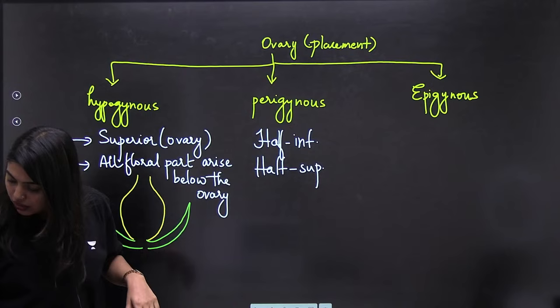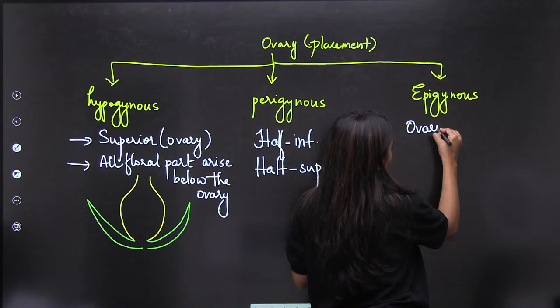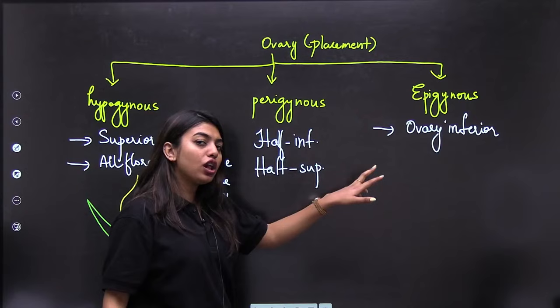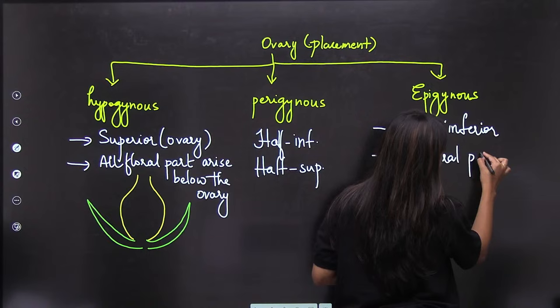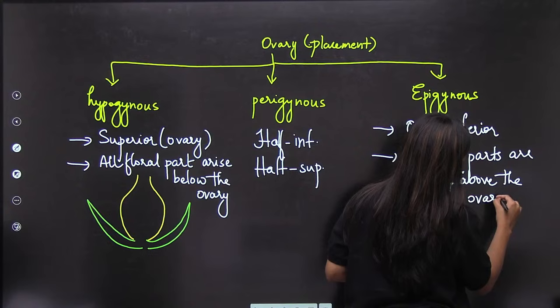Epigynous. Epigynous means what is happening? The floral whorls are all above and the ovary is below. That means the ovary is inferior. We have an inferior ovary. All the floral parts are arising from above. Okay, clear to all of you?